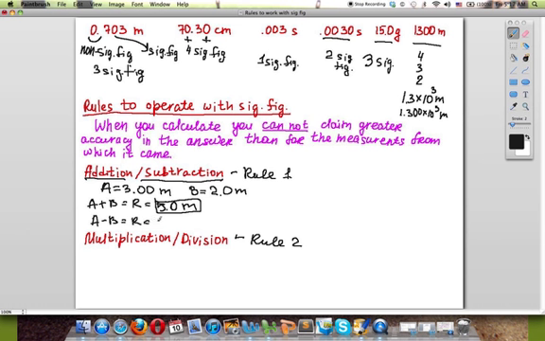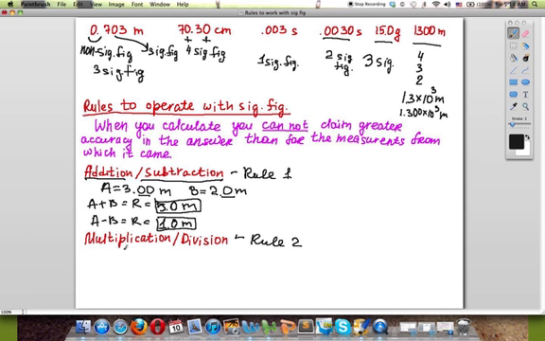If we have to subtract, we follow the same rule. 3 minus 2 is 1, and then what we have to pay attention to is the number of decimal places. For addition and subtraction we have to claim the least number of decimal places of one of the measurements. So it's 1.0 meters. I want to emphasize that when we add or subtract numbers, what we're looking for is how many numbers are after the decimal point. So we have to claim the least number of decimal places.